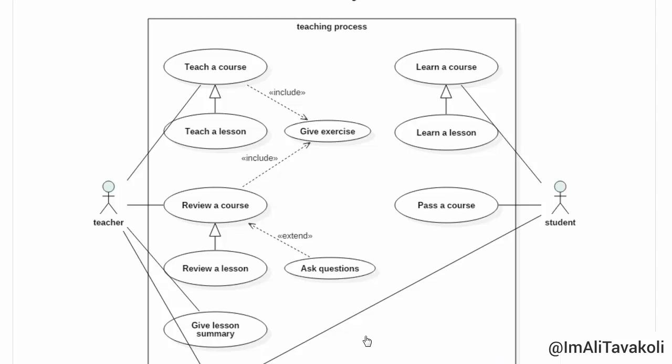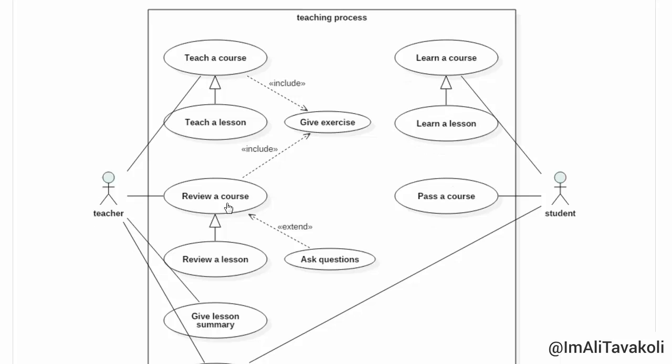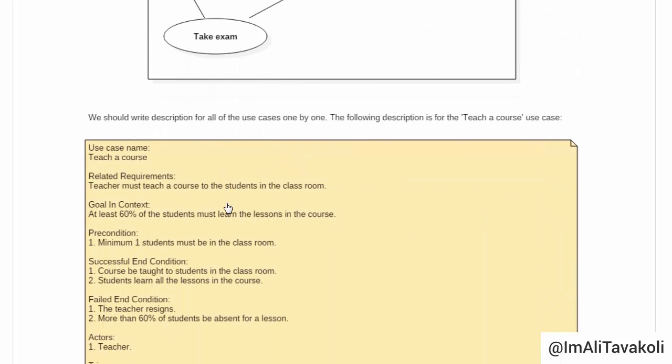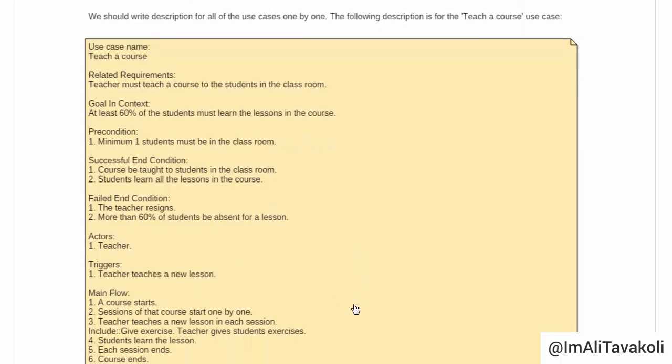So that's why we have drawn the use cases inside of the system boundary, and we should draw the actors outside of the system boundary. I mean, the student and the teacher. And these lines are relationships. We will get to relationships later. And this note over here is actually a use case description.